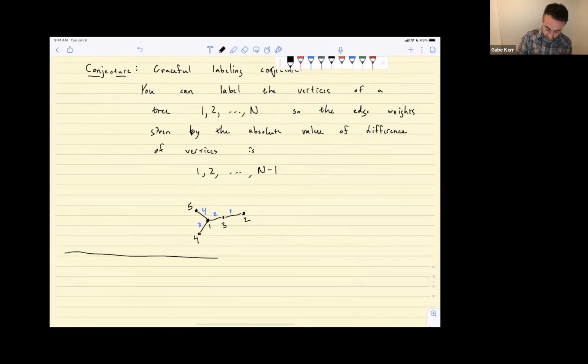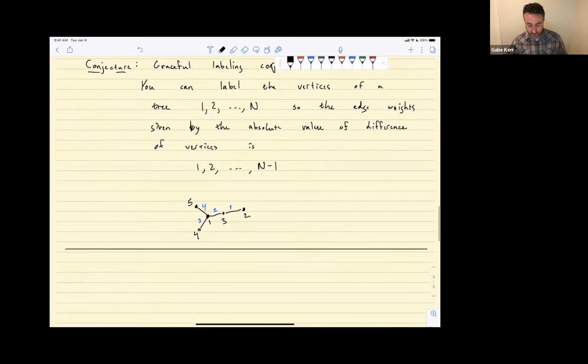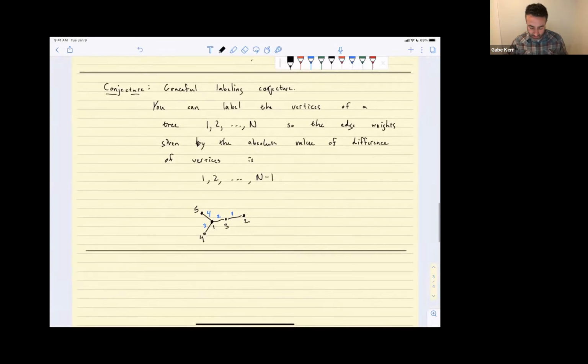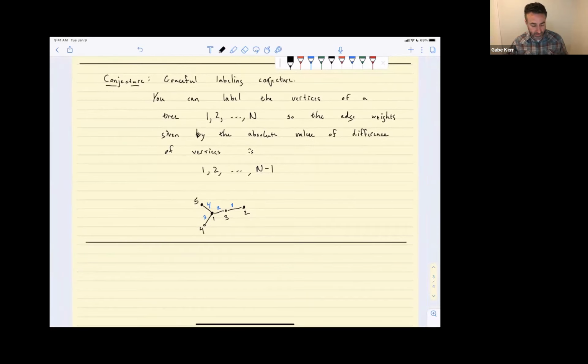Okay, that's not in the book. I thought I'd bring it up. This was one of the first conjectures when I saw it that I was like, oh, this is really cool. All right.